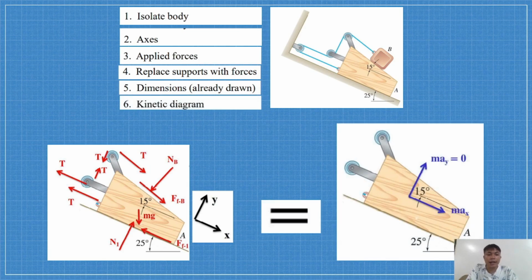The next step is to illustrate that isolated body in the kinetic diagram. Since our axes here are x and y, the terms that we consider in the kinetic diagram are m a_x and m a_y.